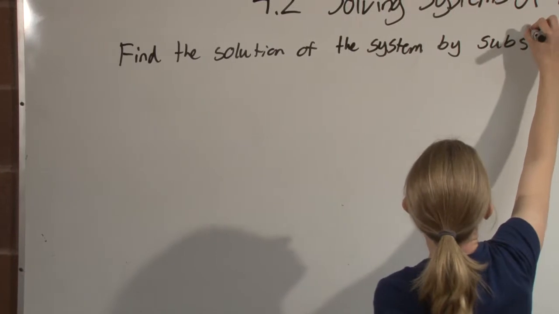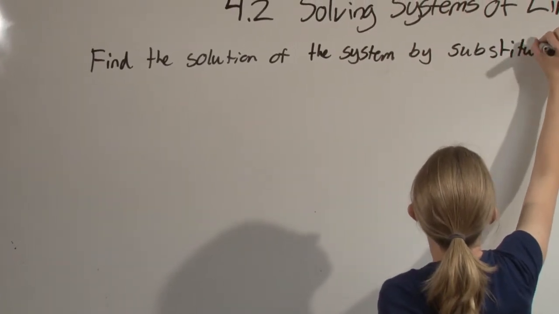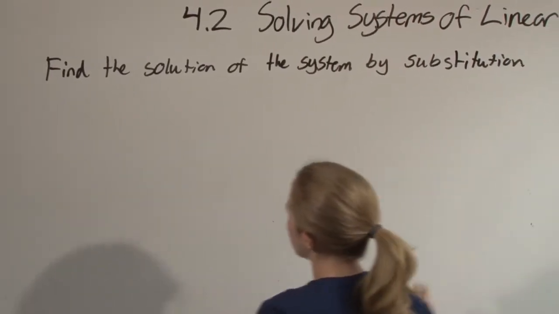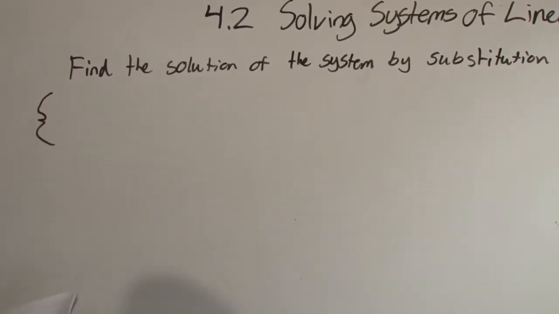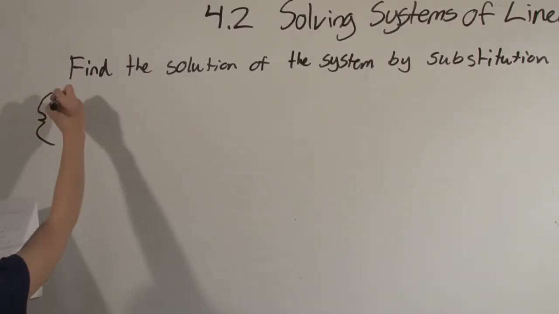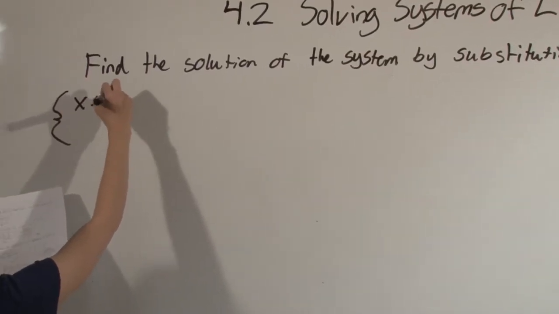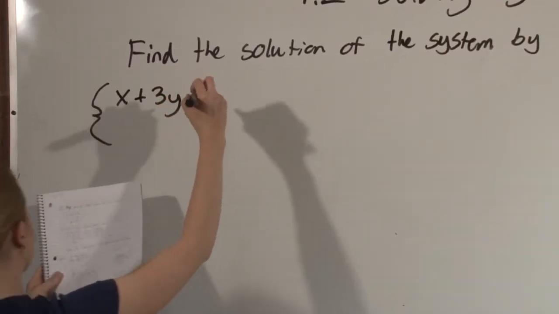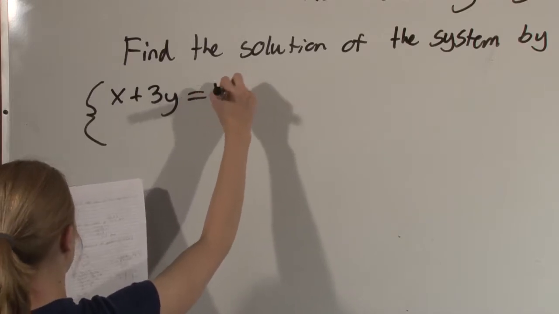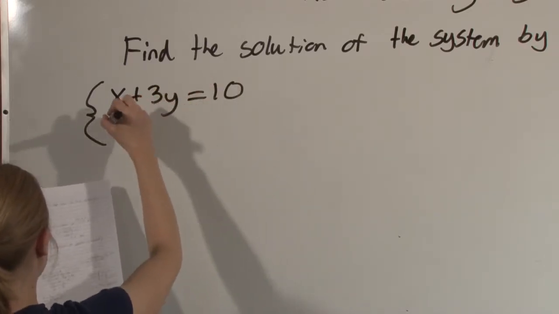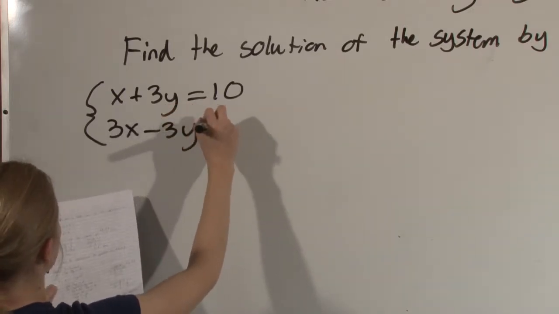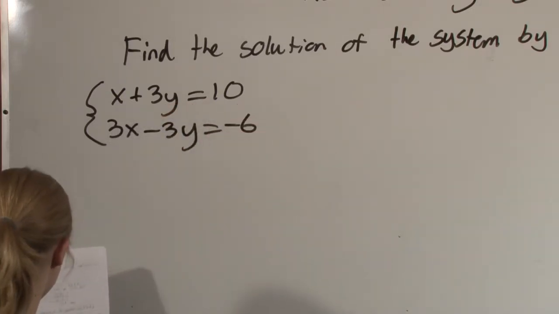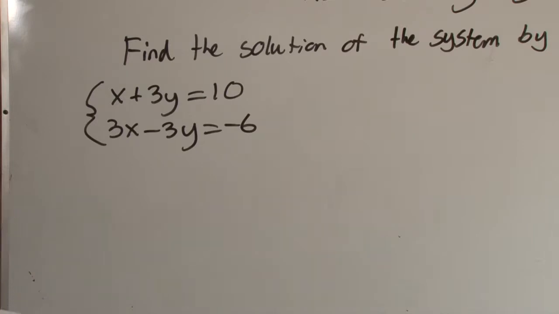Now that we've gone over the general steps, I'm going to go over some of the concepts from the last video in the context of substitution, which is determining whether a system is consistent or inconsistent, dependent or independent.